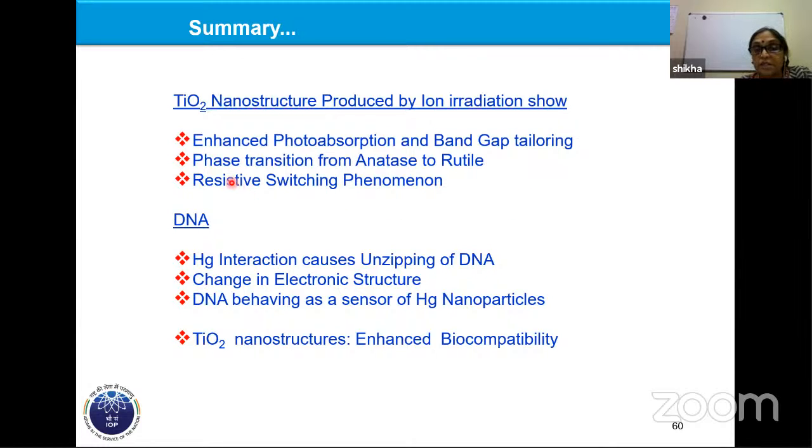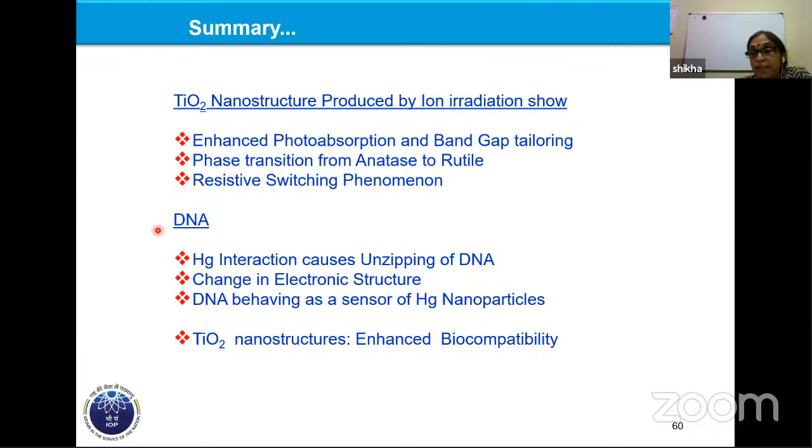And then this resistive switching phenomenon is seen, where the conducting filaments are basically formed due to the vacancies. So these oxygen states, these are the surface states, oxygen states or Ti interstitial, which are helpful in doing this resistive switching phenomenon.